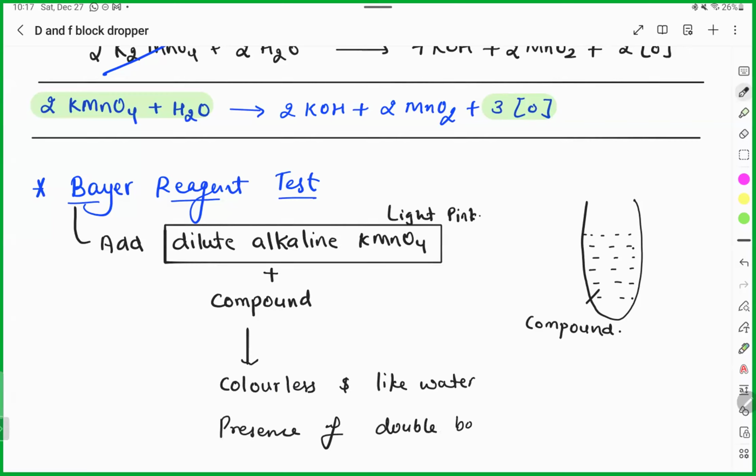We don't know the exact structure, but based on this we can say that if the color changes, then there will be a double bond or triple bond in the compound. Okay, how do we know that?